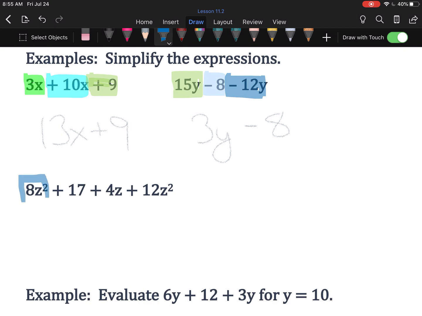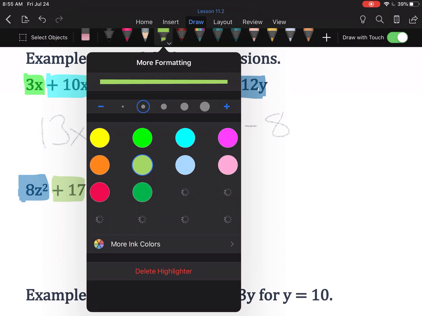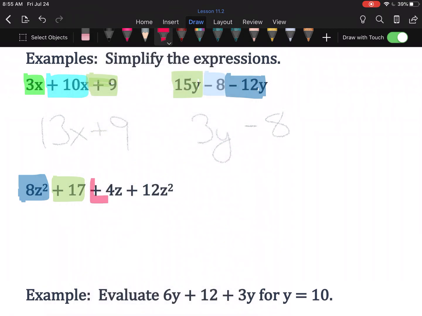There are 4 terms in this problem. We have 8z squareds. We have a plus 17, we have a plus 4z, and we have a plus 12z squared. Now, one of the key things from above is not only does it have to be the same variable, because there's z in 3 of these 4 terms, but it has to have the variable to the same exponent. Z and z squared are not the same thing.